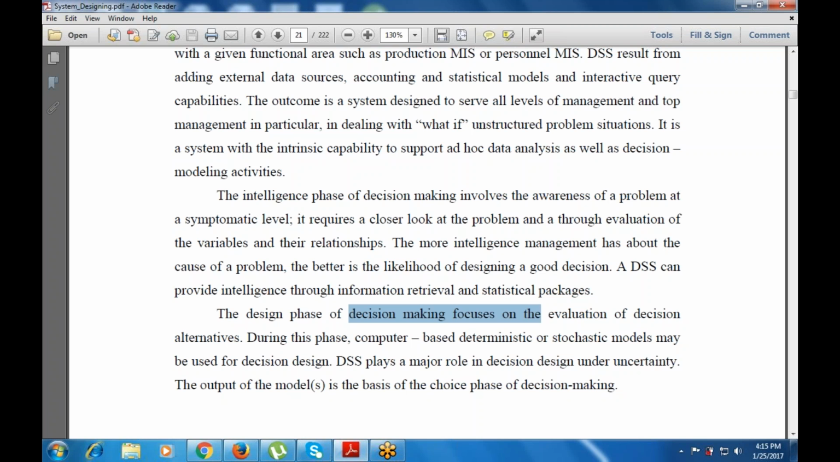So when there is uncertainty, that means inputs are not correct, outputs are not correct. So that provides the uncertainty, that provides the DSS. And the output of the model is the basis of the choice phase of the decision making. So whatever the model that is available, that is the design phase of the decision making.